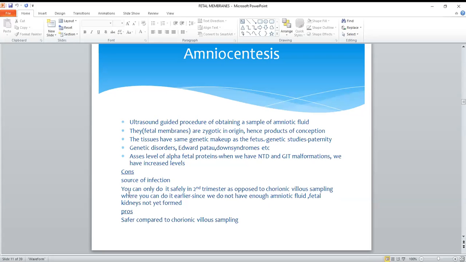Okay. And then another disadvantage, you can only do it safely in the second trimester, as opposed to chorionic villus sampling. So chorionic villus sampling I'll discuss much later. So you can do it only in the second trimester, because this is when the kidneys have properly formed. So yeah, that's another disadvantage. You can only do it late. So an advantage, it's relatively safer compared to chorionic villus sampling.